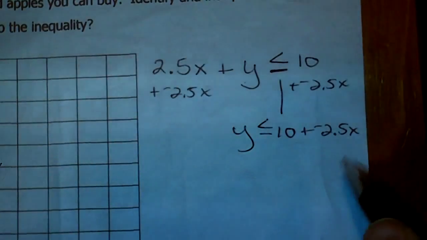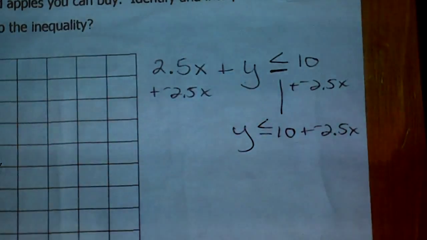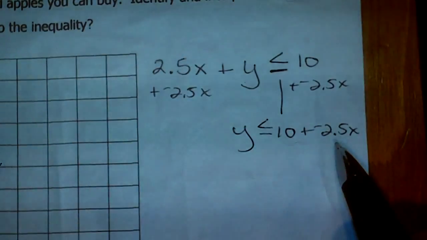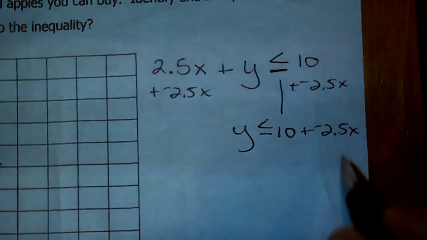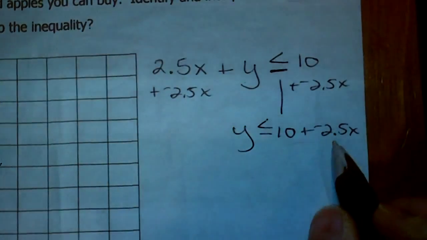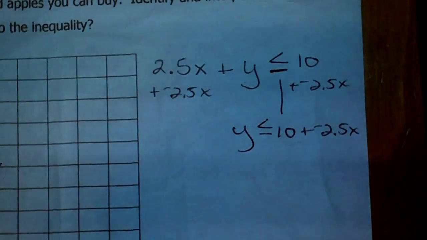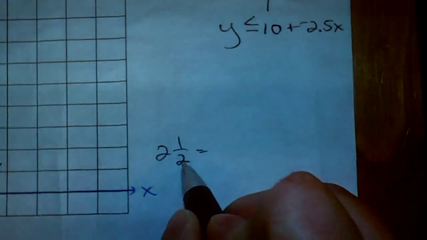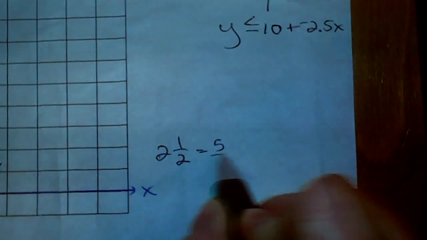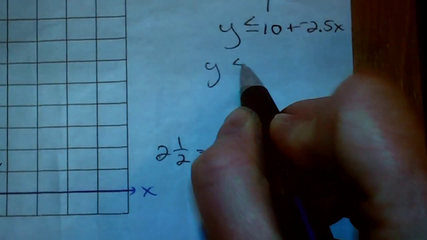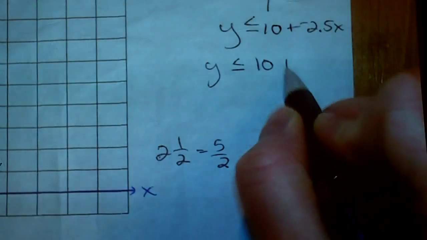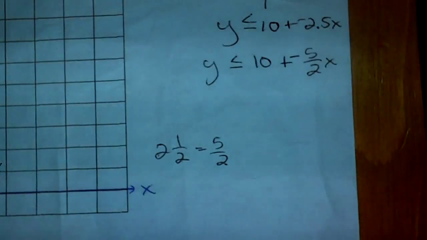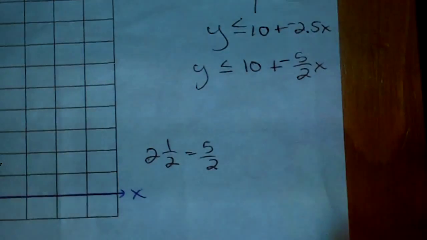Now in graphing this one, my slope right now isn't in the form of a fraction, and I would like it to be. There's a couple different ways that you can do this. You can say, okay, well, negative 2.5, that means I have 2.5. And if you have 2.5, 2 times 2 is 4, plus 1 is 5 halves. So y is less than or equal to 10 plus negative 5 halves x. That works. So this is what I'm going to graph.